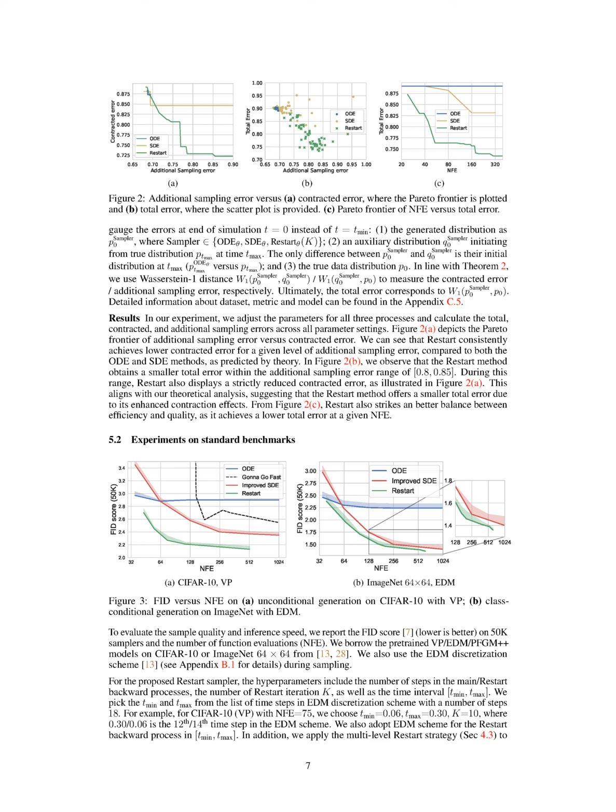Using the Wasserstein 1 distance, we were able to quantify the contracted error and additional sampling error. The total error is the Wasserstein 1 distance between the sampler output and the true data distribution. You can find more details on the dataset, the measurement used, and the model in the appendix of our paper.